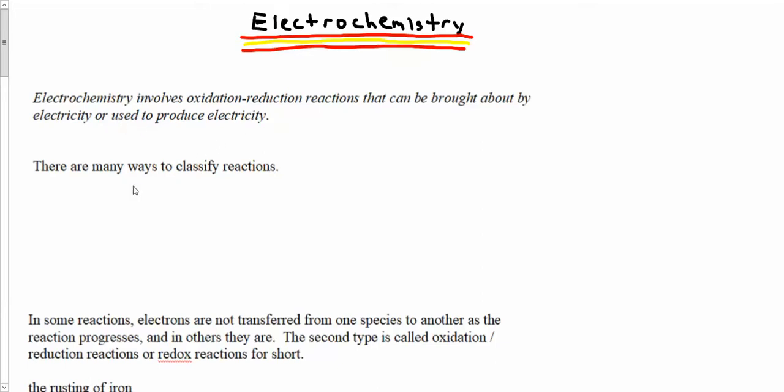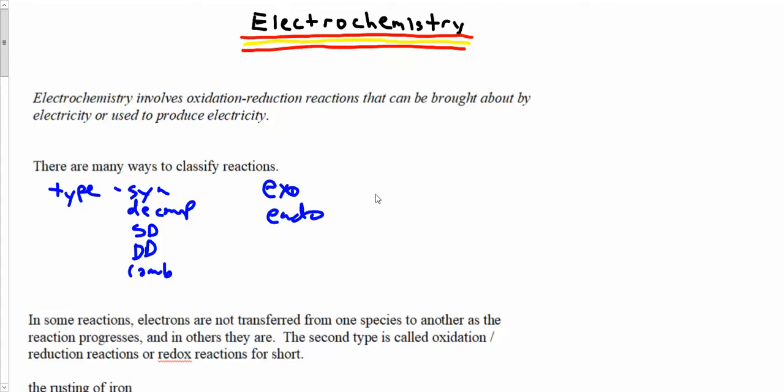So in your study of chemistry, you know there are many ways to classify different reactions. We can go by type, like synthesis or decomposition or single displacement or double displacement or combustion. We can also classify them by whether they're exo or endo. Another way we can classify them is, are they organic or inorganic?